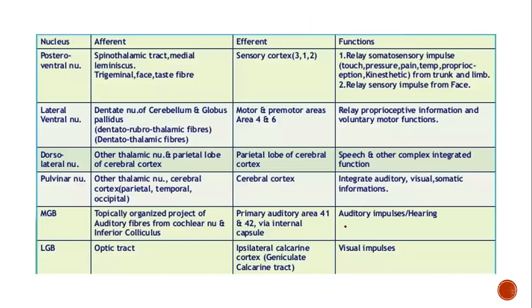So this is the table that describes everything. Posterior ventral nucleus is basically for relaying of the somatosensory impulse that includes touch, pressure, pain, temperature, proprioception, kinesthetics of the trunk and the limb, as well as from the face. The lateral ventral nucleus group relays the proprioception information for the voluntary motor function, while the dorsolateral nucleus is there for speech and other complex integrated functions. Pulvinar is there for integration of the auditory and visual information which is coming through the medial geniculate body for the auditory impulse and lateral geniculate body for the visual impulses.